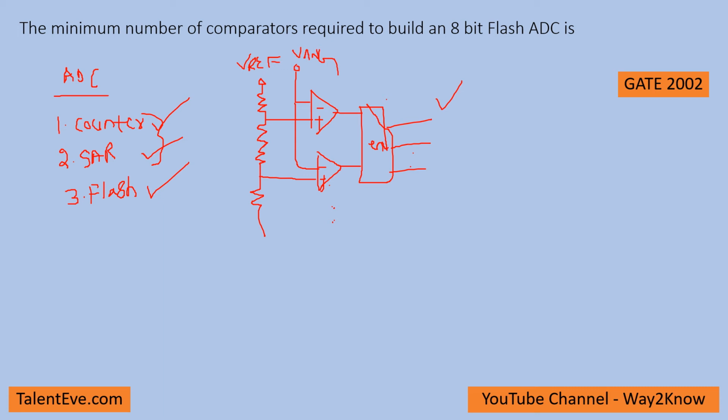Now the question is, if there is an n-bit flash ADC, that means n bits are generated at the output, what will be the minimum comparators required? Theoretically, 2 power n minus 1 comparators would be required. Because we are given a problem of an 8-bit flash ADC, that means 2 power 8 minus 1, which gives 255. So a minimum of 255 comparators are required.